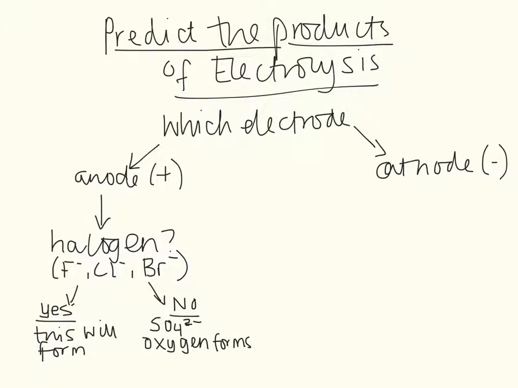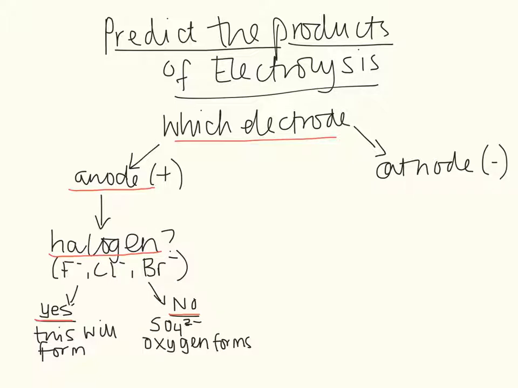So just to run through that again, you ask yourself which electrode. We decide we're going to look at the anode. We ask ourselves, is there a halogen present? So is there fluoride, chloride or bromide in the solution or the liquid? If the answer is yes, then these will form. If there are no halogens present, then probably you've got sulfate ion and so oxygen will form.